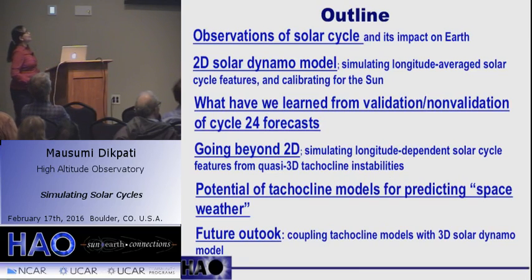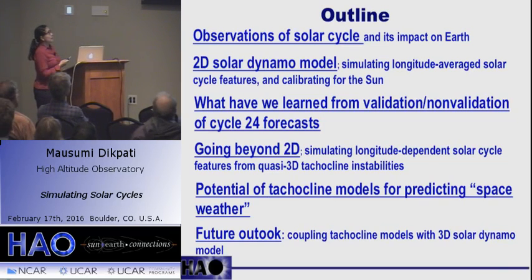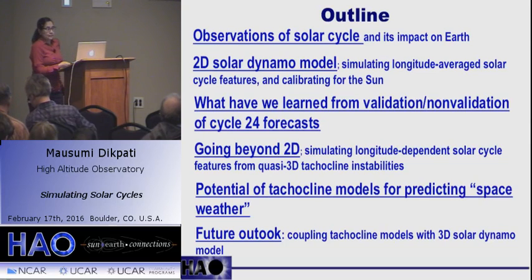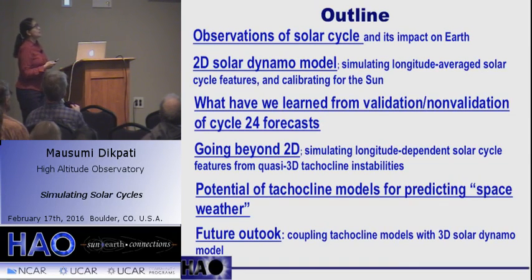So the outline of my talk is this. I'll first give some examples of observations of solar cycles and their impact on the Earth. Then I will describe a solar dynamo model that can simulate many of those solar cycle features and can be calibrated for the Sun. One such calibrated model was applied for the prediction of solar cycle 24, which is the current cycle, now in its declining phase. I will describe what we have learned from the validation or non-validation of cycle 24 forecasts.